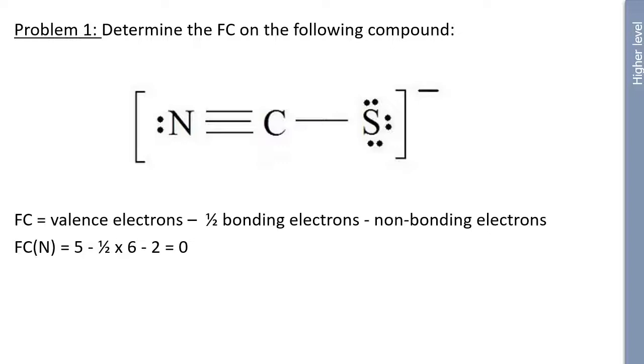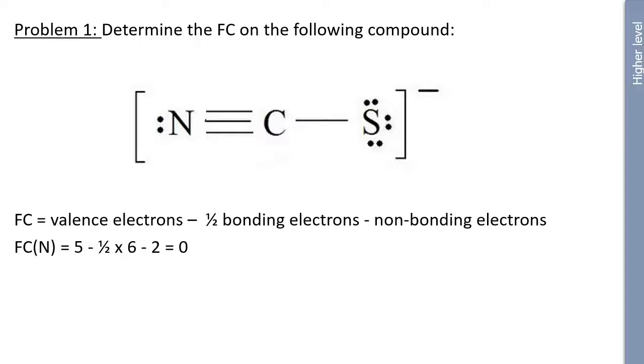Okay, so remember this line here represents three sigma bonds, which each have one electron, which have 2 electrons. So it's going to be 6, so it's going to be 5 minus 3 minus 2, because you've got this non-bonding pair of electrons here. So the formal charge on the nitrogen is going to be 0.